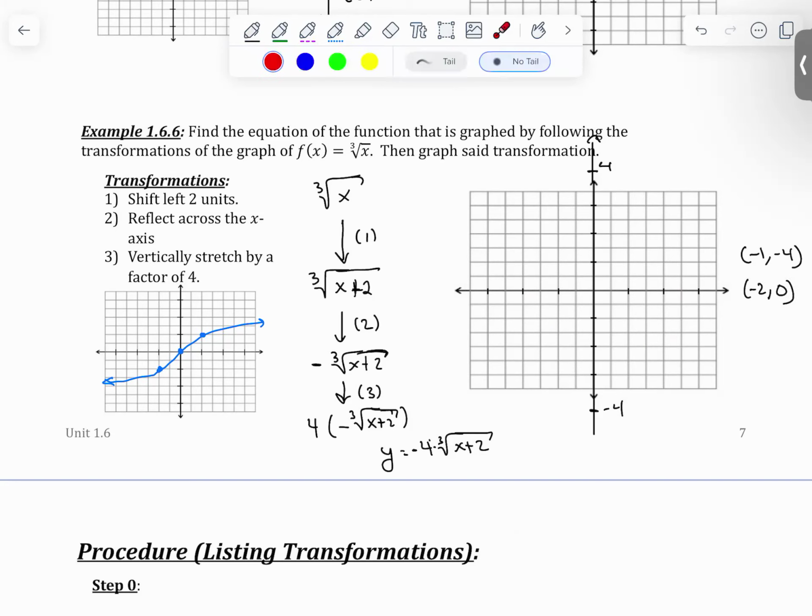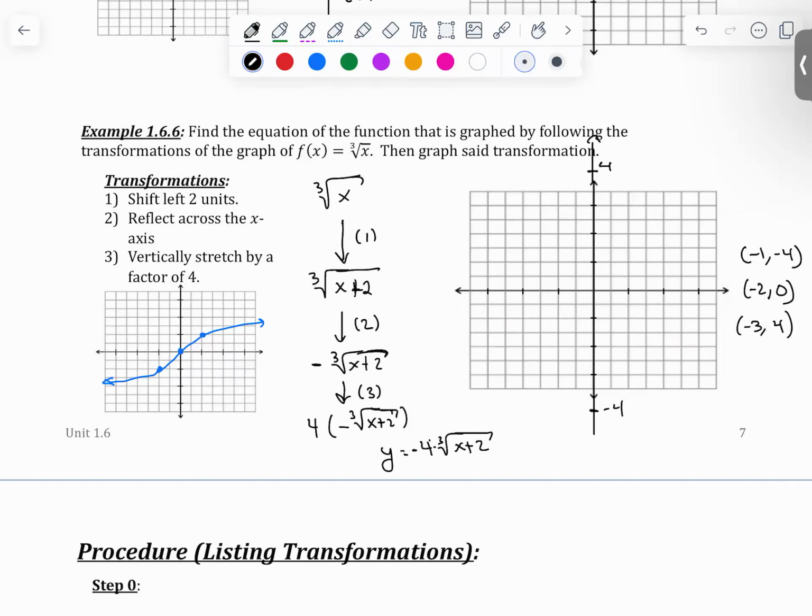And last but not least, we have the point -1, -1. Shift it 2 units to the left. And then reflected across the x-axis. So it gets flipped up to here. And then quadrupling the y-coordinate would put us at 4. So you have the point -3, 4.